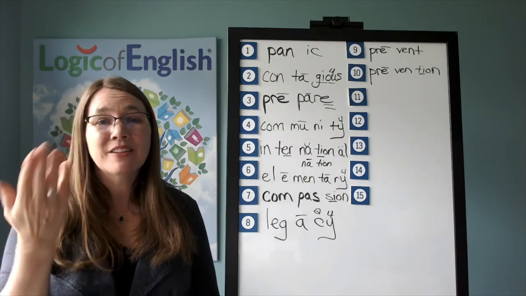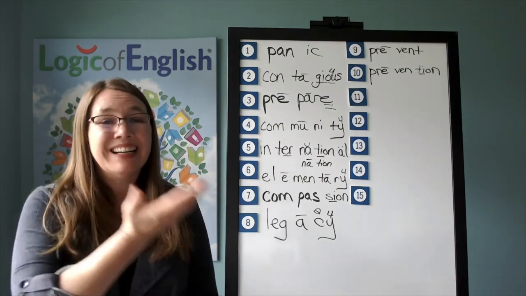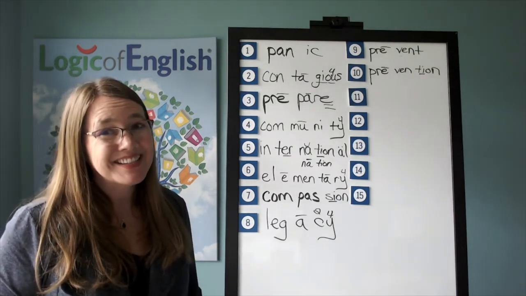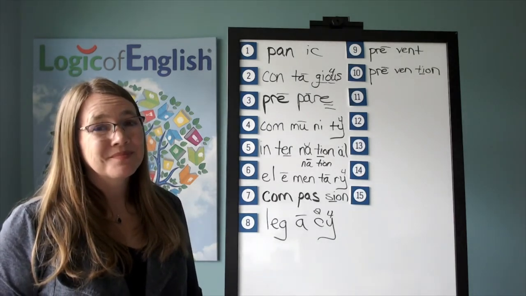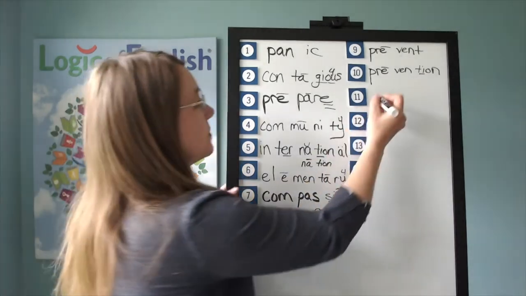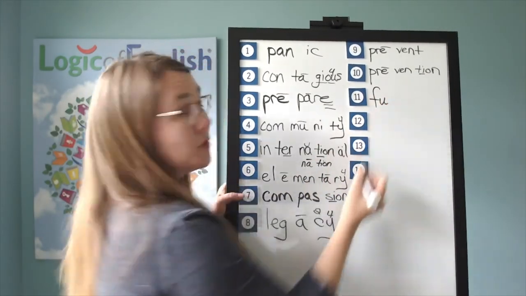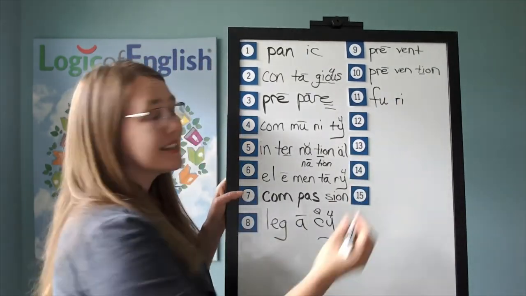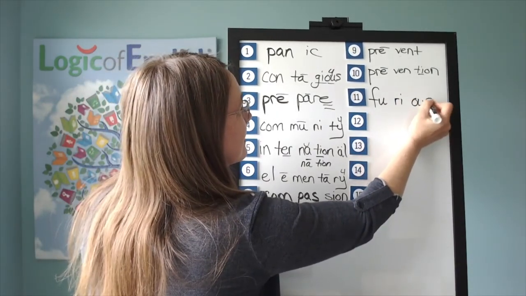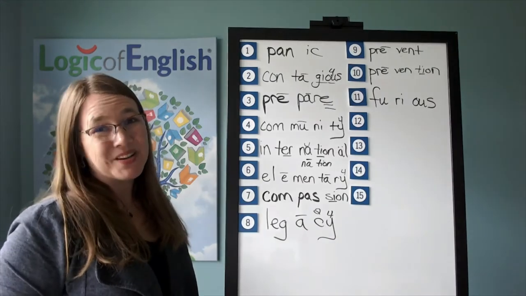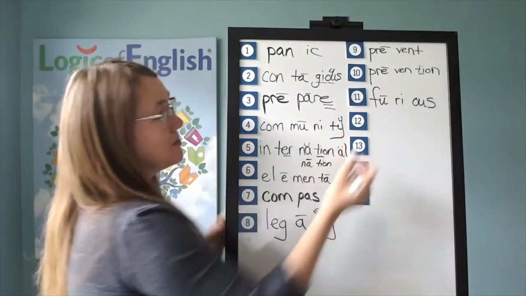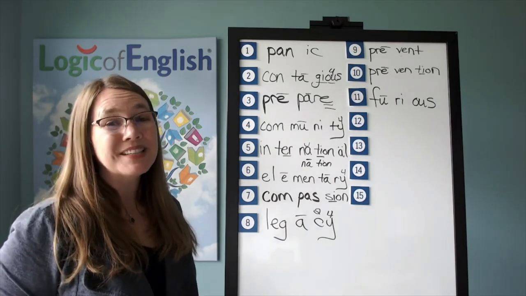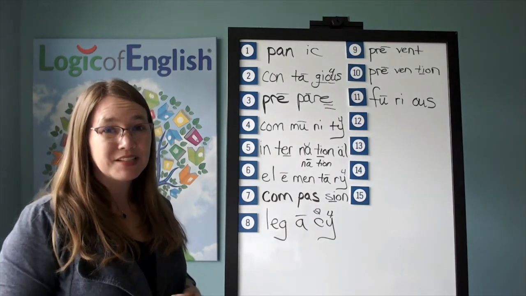Go ahead and write furious. Furious. And help me to write it. F-u, r-e, u-s. And how will we mark it? We'll put a line over the U. And why did it say its long sound? A, E, O, U usually say their long sounds at the end of the syllable.